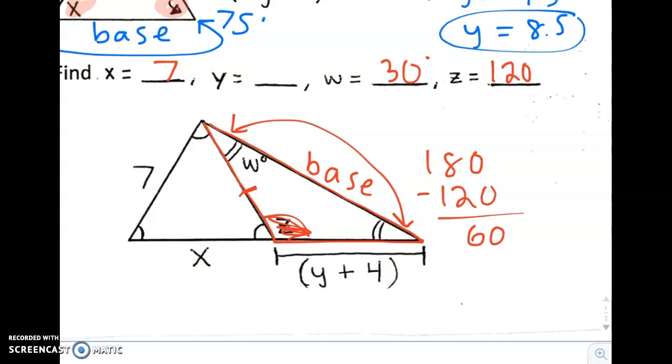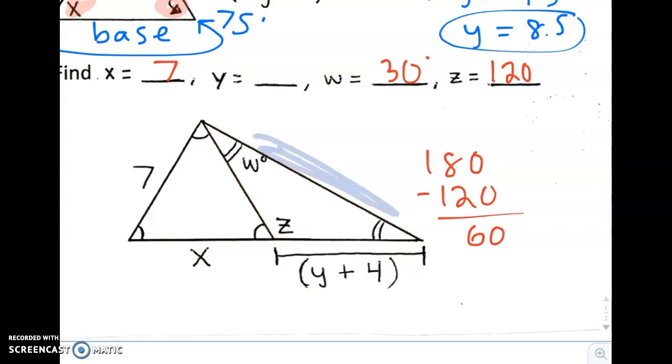In addition to knowing that this triangle, this red one right here, is an isosceles triangle, since this is the base, that means these two pieces have to be the same. Since this one is 7 because of this triangle, well, this one has to be 7 because this triangle is isosceles. So that means that length of y plus 4 must equal 7. The only number that would make this 7 is when y is equal to 3.